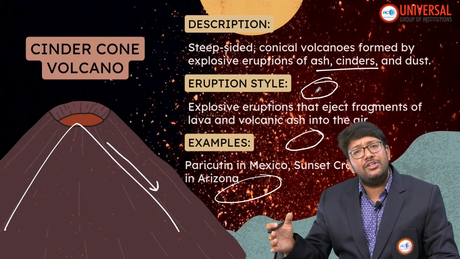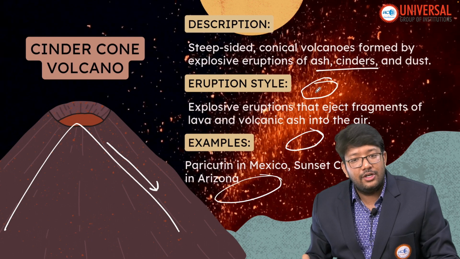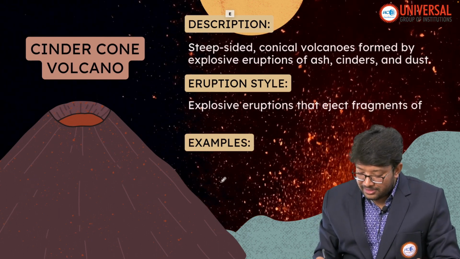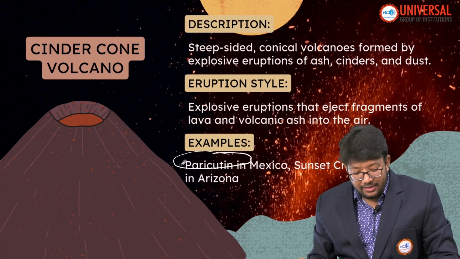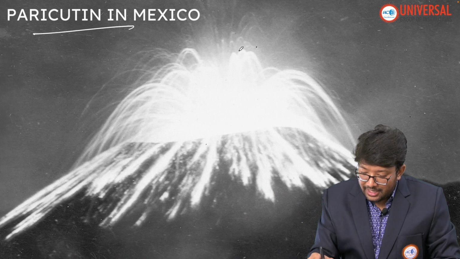So in examination, questions will be asked regarding the comparison of different types of volcanoes. So you have to remember that. What are the examples? Examples are Paricutin in Mexico. This is the Paricutin in Mexico. See, the debris is coming out.